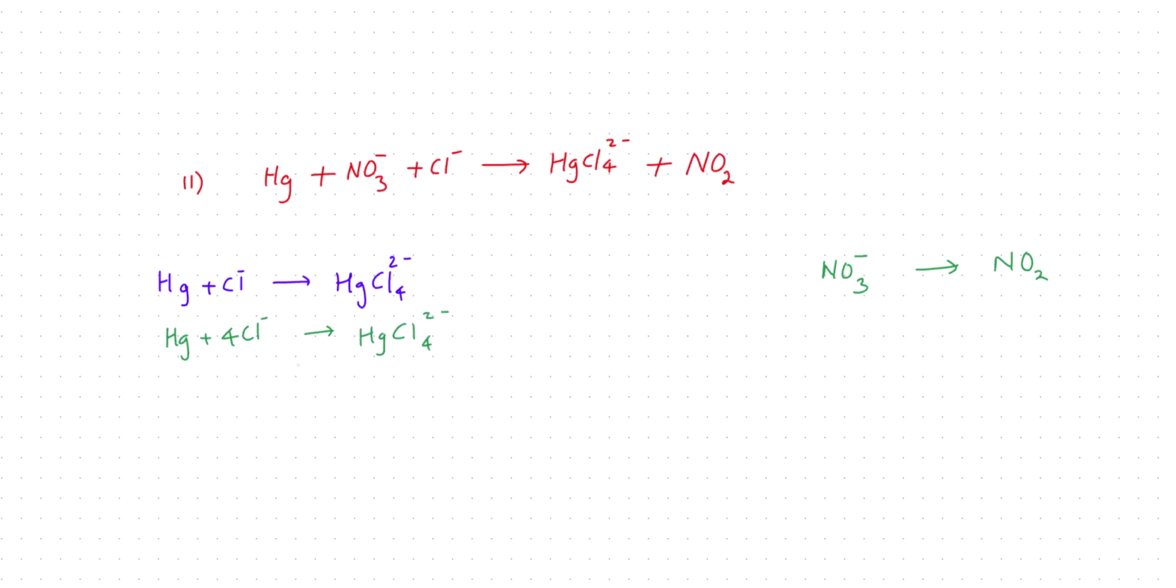Last step is to balance the charges. Here we have 4 negative charges, here we have 2 negative charges. So 2 negative and 2 negative cancel, still remaining 2 negative charges on the left side. So to balance that, we add 2 negative charges on the other side. So check again, we have 4 negative charges here, and here we have 2 negative and 2 more negative. Total we have 4 negative. So this equation is balanced.